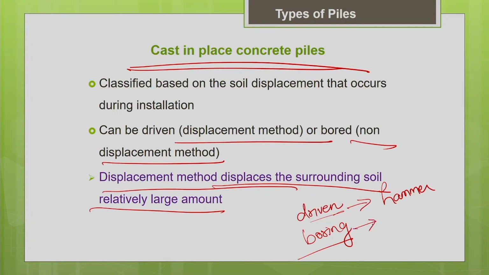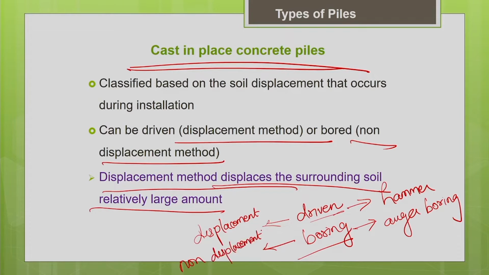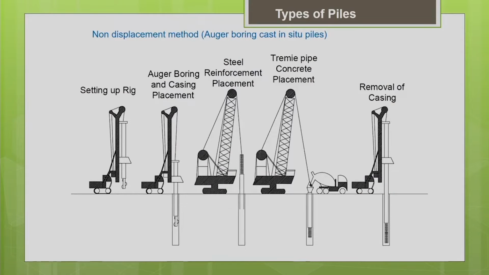The other one is the boring method. Very commonly we use this auger boring method to make the hole into the ground. The first one, the driving method, is a displacement method, because it is going to displace the surrounding soil to a greater extent. But the boring method is a non-displacement method. First, let us discuss in detail the non-displacement method.